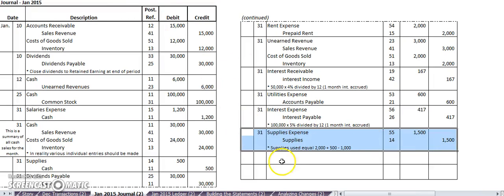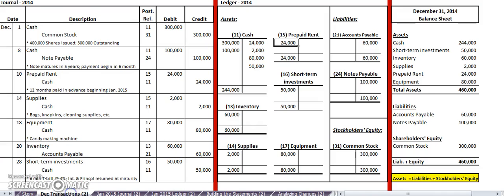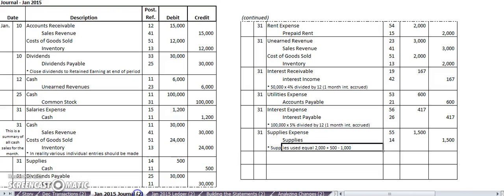We are going to say, okay, I know that I purchased $2,000, right? That was my initial purchase. That was done in December. You see, $2,000. And then I went ahead and I purchased another $500 in January. So I purchased 2,500, but I ended up with 1,000. That means I must have used 1,500, right?